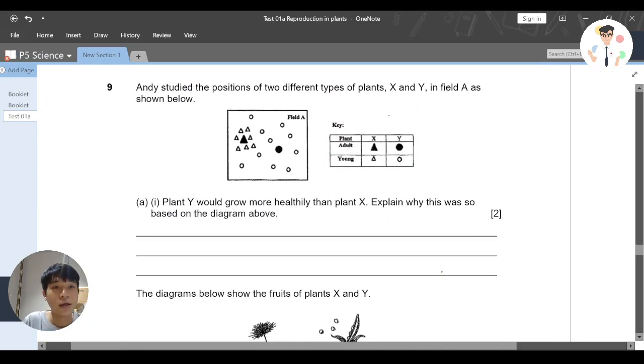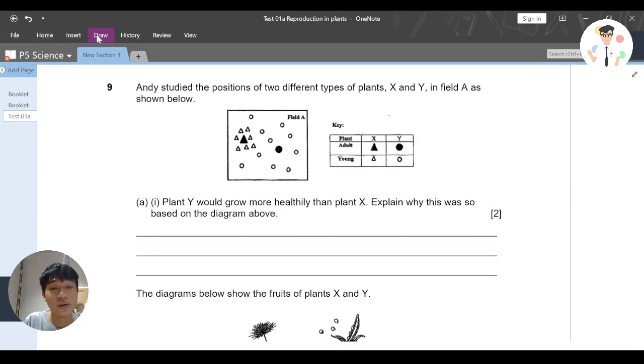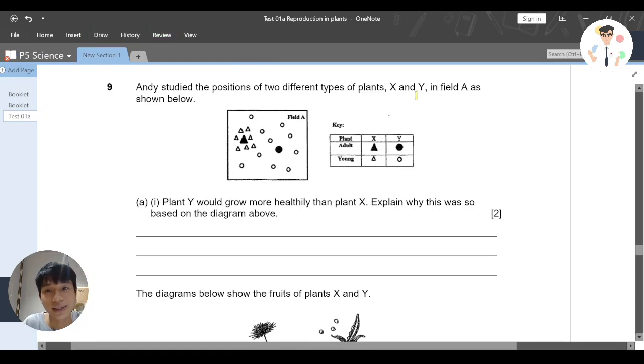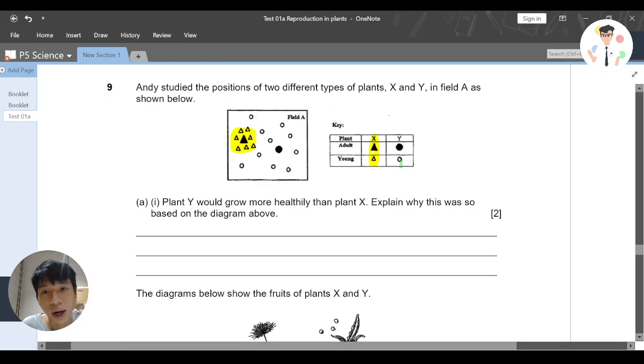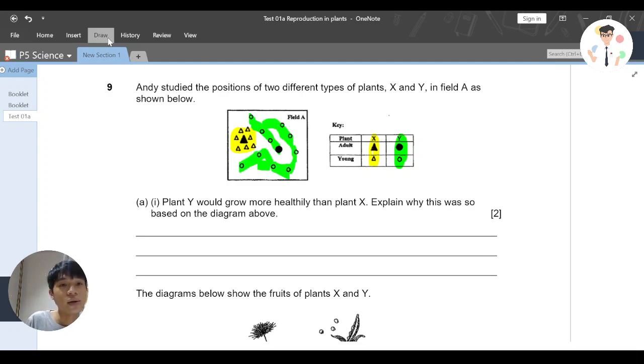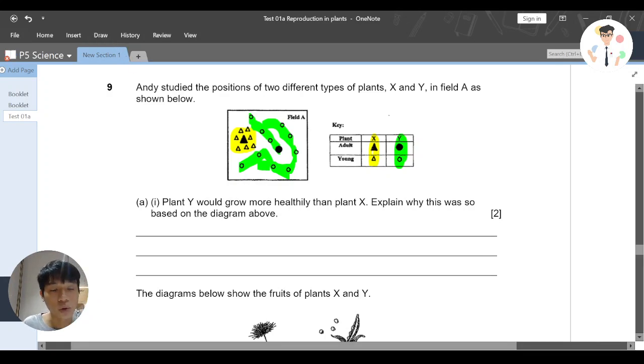Question number 9 says that Andy studied the positions of two different types of plant, X and Y, in field A. So X, as you can see, is like around, and Y is kind of like this. Question 9a(i): Plant Y would grow more healthily than plant X. Explain why this was so based on the diagram above. So why would you say that Y will grow more healthily?